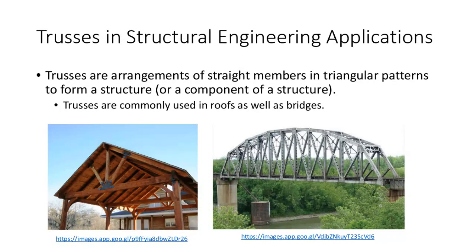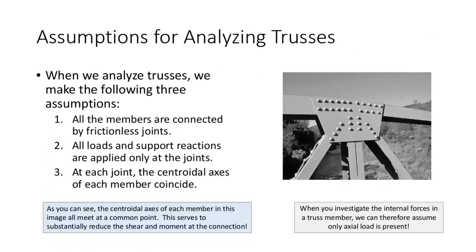Now, one of the nice things about dealing with this topic right after centroids is that when we look at the assumptions that we use when analyzing trusses, the concept of a centroid actually plays right into it. So when we analyze trusses, we make the following three assumptions. Really, these three assumptions result in one conclusion about the internal forces in a member, but it's really based on these assumptions. Okay, so number one, we assume that all of the members are connected by frictionless joints.